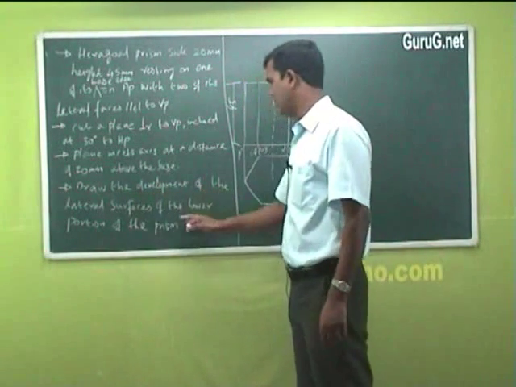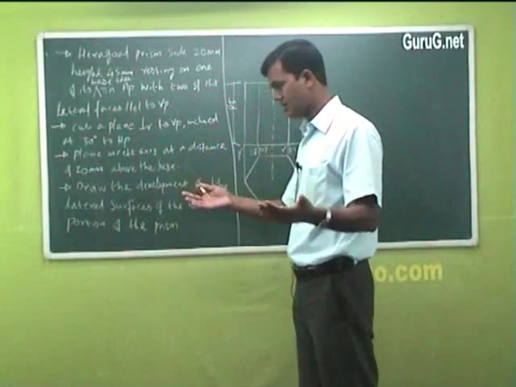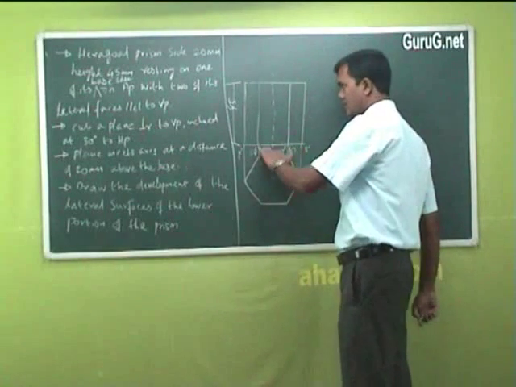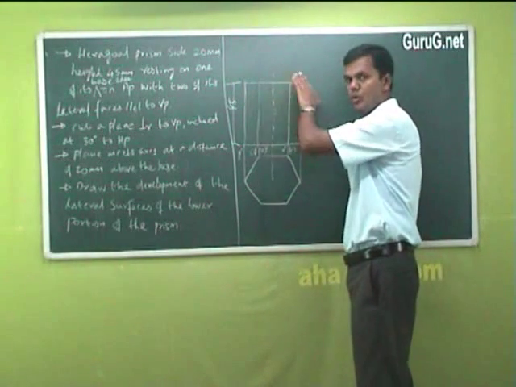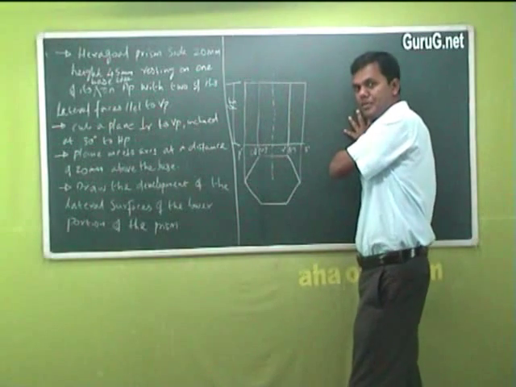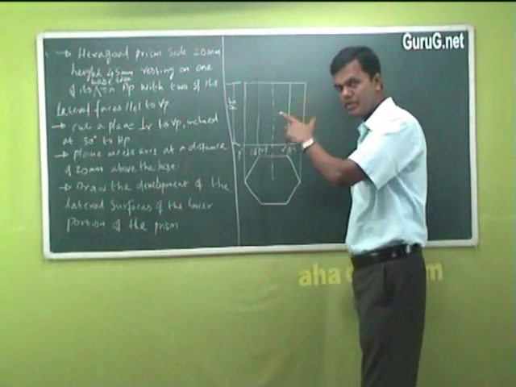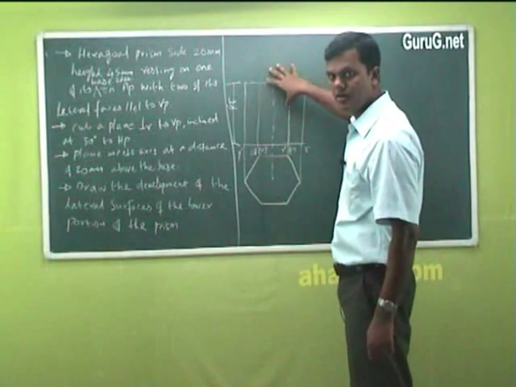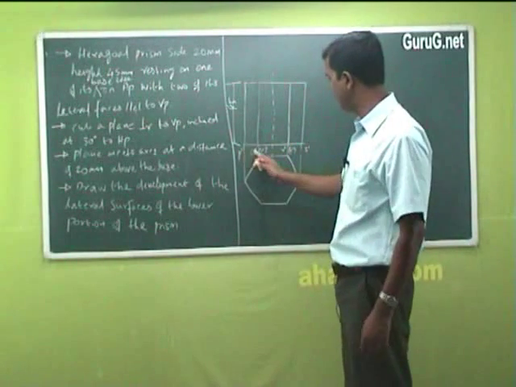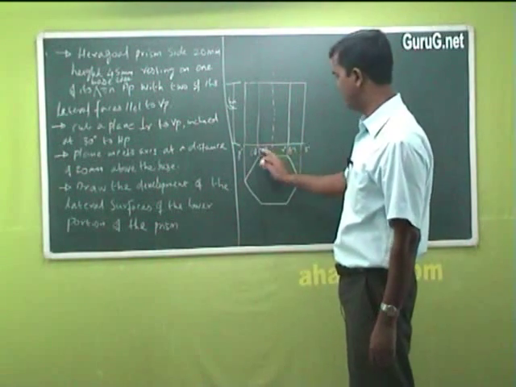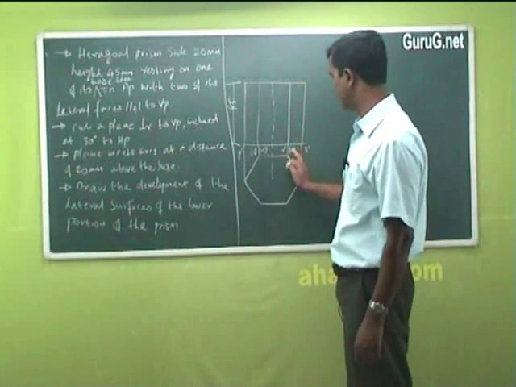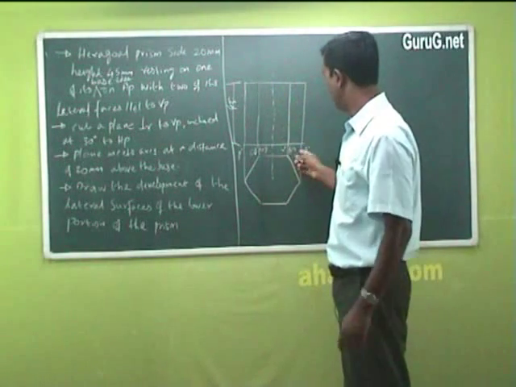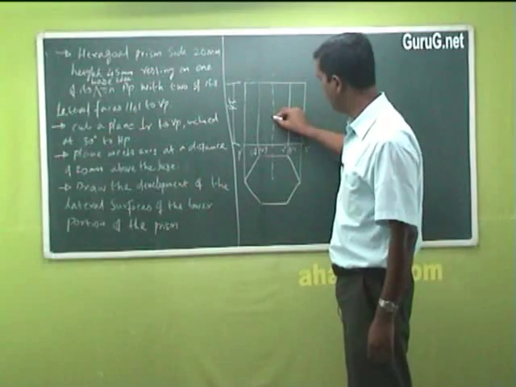And draw the development of the lateral surfaces, meaning the outer ones, of the lower portion of the prism. When you cut with the plane, you have 2 portions, upper and lower. The lower portion should be shown as the development. Now what to do? My first step is to draw the true shape of the top view and front view. It is over. You can give numbers: I have given P, Q, R, S, T and U, with P and the opposite corners numbered 1, 2, 3, 4.